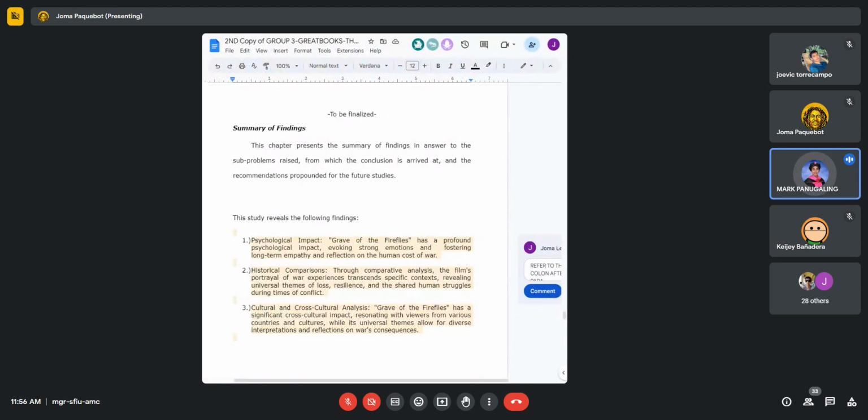Study reveals the following findings. One, what is this? Two, three. Yeah, explain to us. No, no more. I don't want to expound anymore. Again, I already corrected those from the other groups.